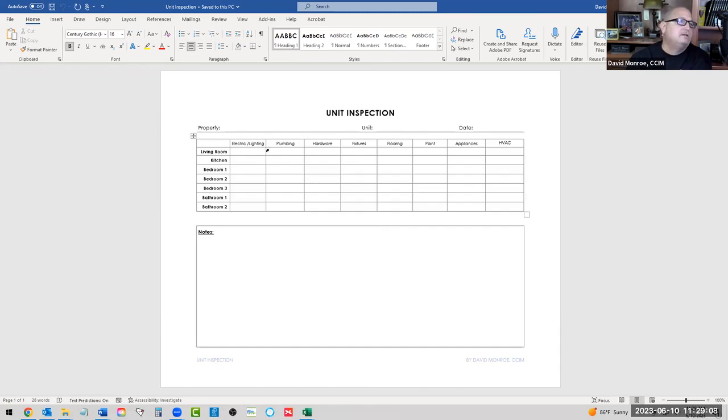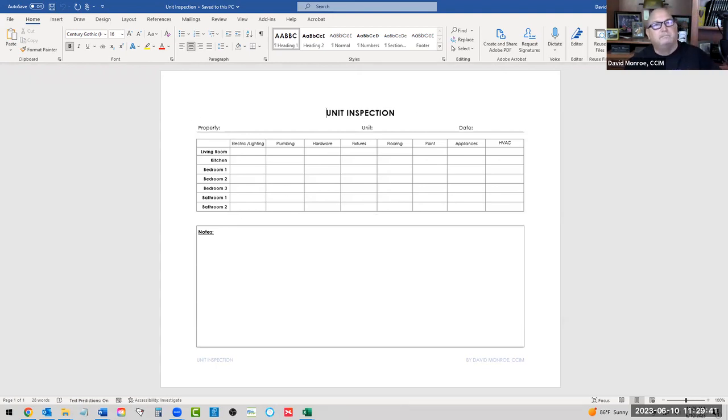So this was my unit inspection: living room, kitchen, bed 1, 2, and 3, bath 1 and 2, depending on how many units were in the apartment. And then any notes. So in the notes section, I'd put my serial numbers and my date of manufacture for my interior, exterior, and hot water heaters. And of course, the property and the date. And well, there's the unit number. I was going to say, did I forget unit number? But it's right there. All right.